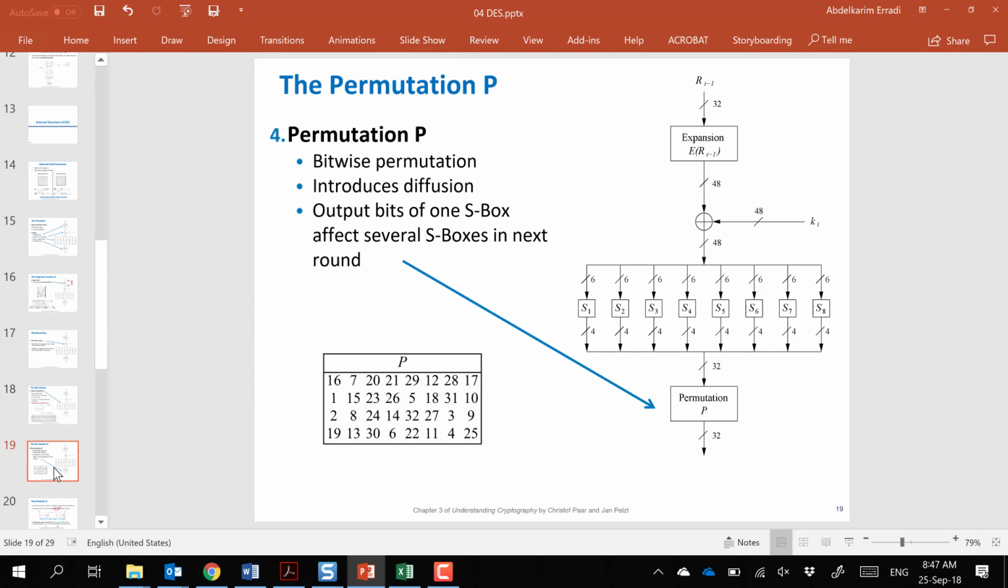How many bits do we have now? 32. Remember, we started with 32, expanded to 48, did an XOR, and had an output of 48 bits. How did we arrive at 32 bits? Using substitution through the S box tables. Before we give it to the next round, we do a permutation according to this P table. Exactly the same idea: the 16th bit becomes the first one, the 7th bit becomes the second one, and so on, and you construct the permuted output.